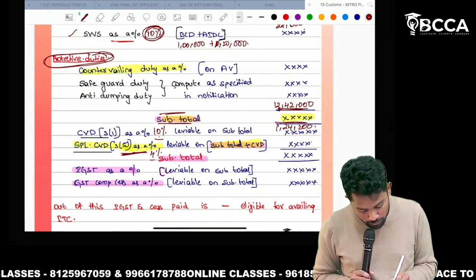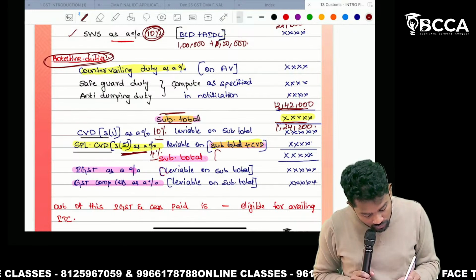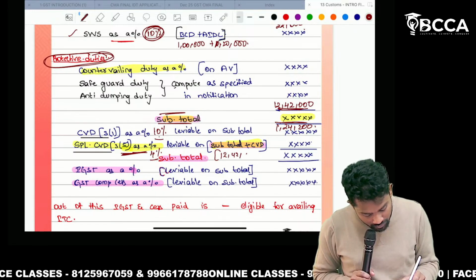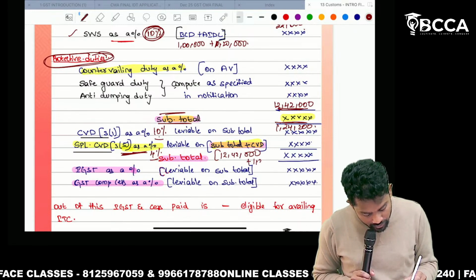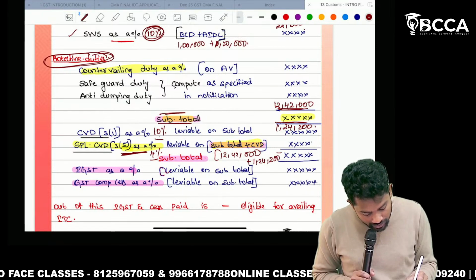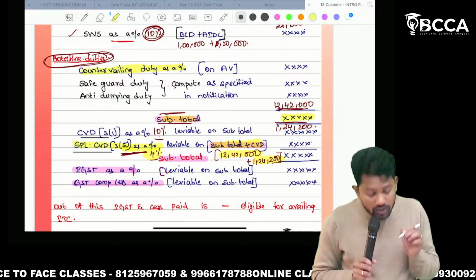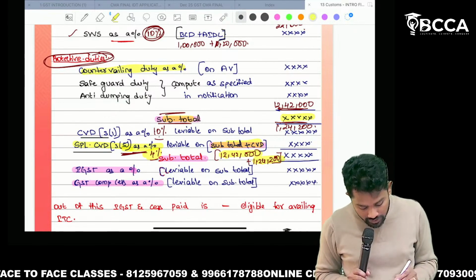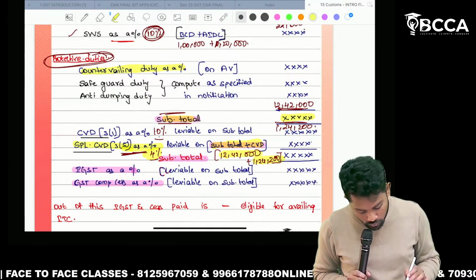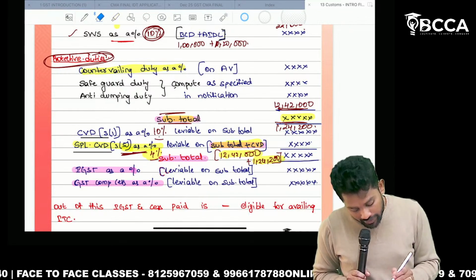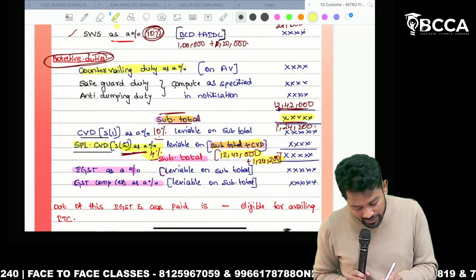Now, on what is this special CVD leviable? Let us take 4%. 12,42,000 plus this 1,24,200. After doing this, we'll be getting total, right? On this subtotal, you should apply 4%. Then again after CVD and special CVD, again do total.